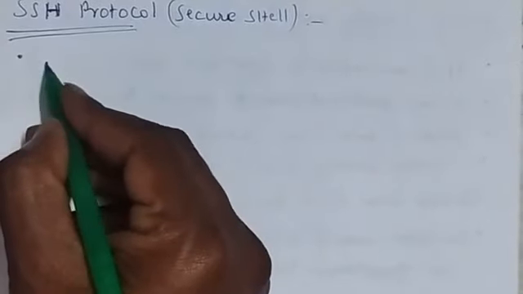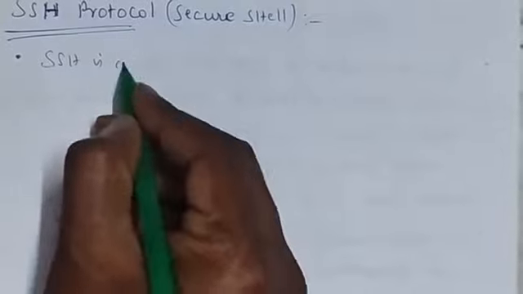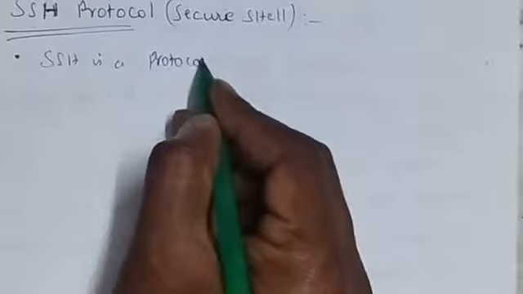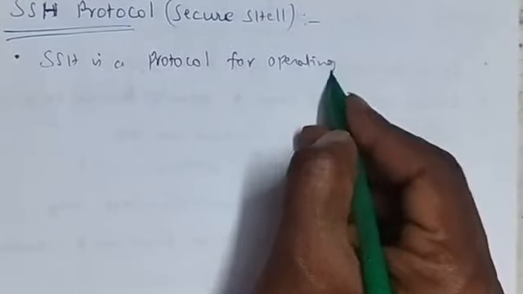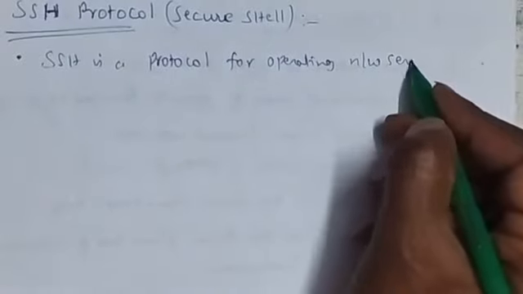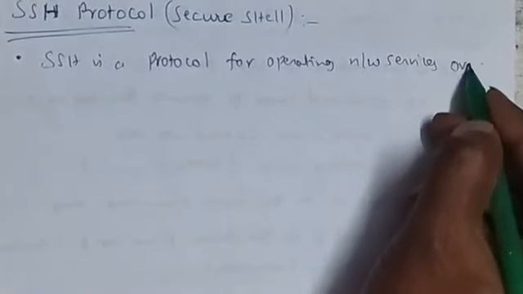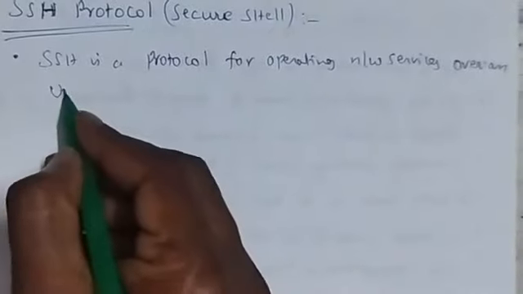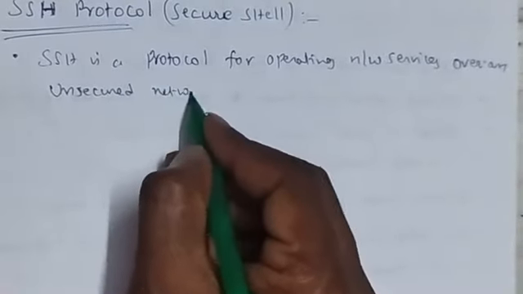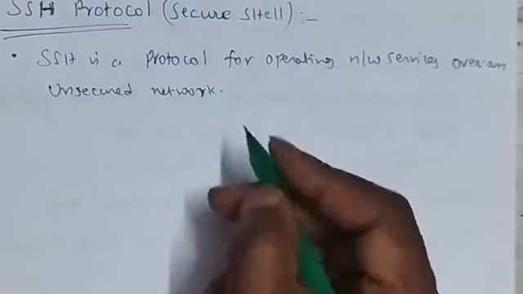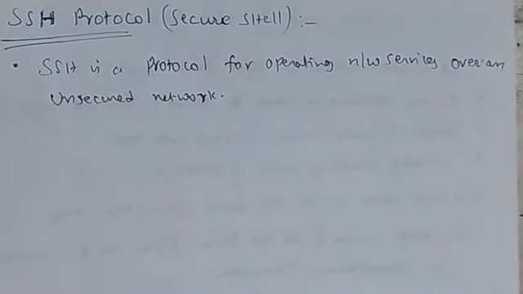Okay, here, what is the SSH protocol? This is a protocol for operating network services over an unsecured network. SSH is a protocol for operating network services over an unsecured network, not only secured. If you use the SSH protocol, we can browse data in unsecured networks also.